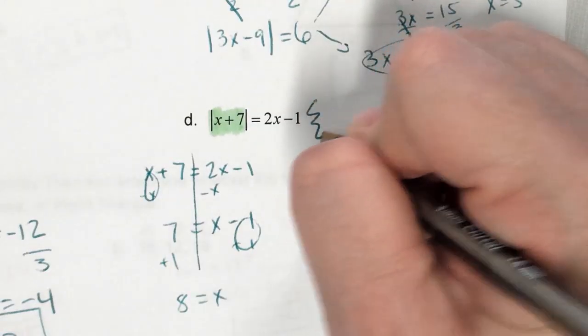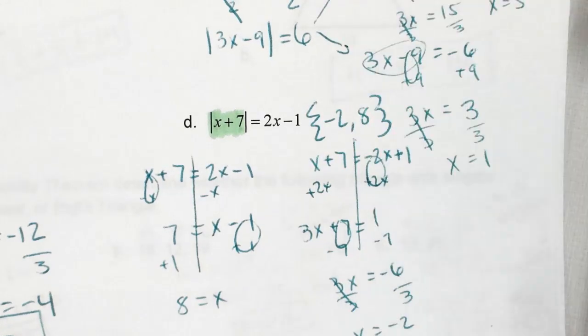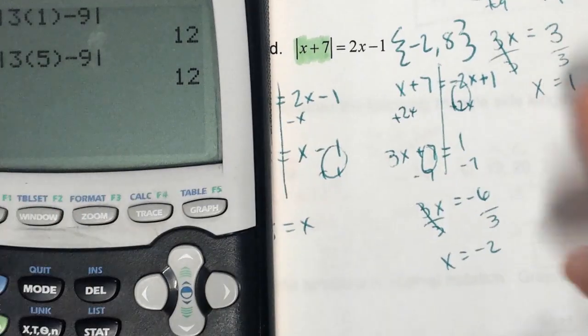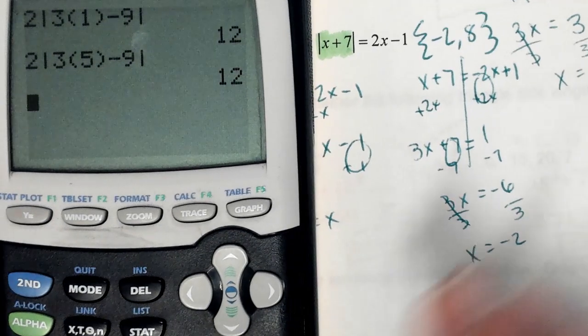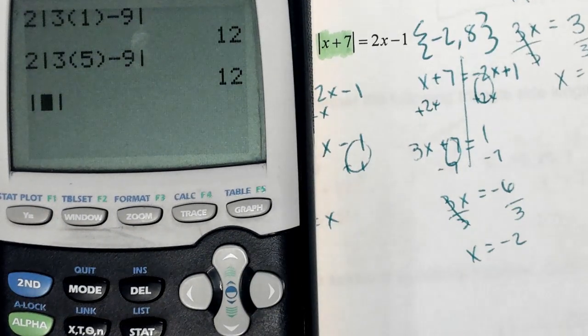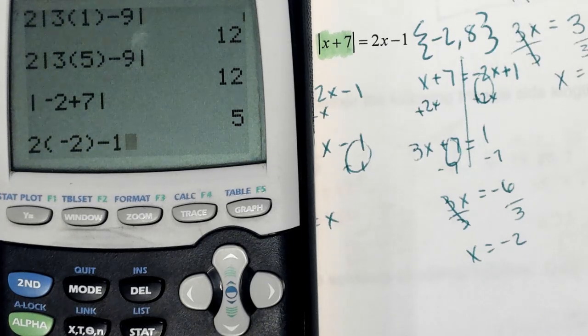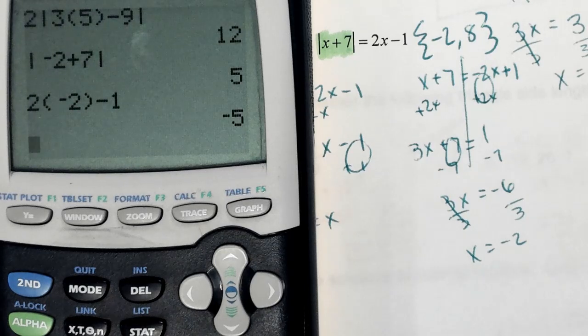So again, least to greatest, and we can check our work. So the way to check your work on these, so math right 1, I have negative 2 plus 7 is 5, and I have to plug it into the other side as well. 2 times negative 2 minus 1, which is negative 5. So did that first piece work? No, so that's not a solution. And then we have 8, which will work on both sides.